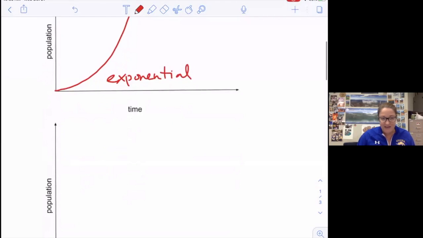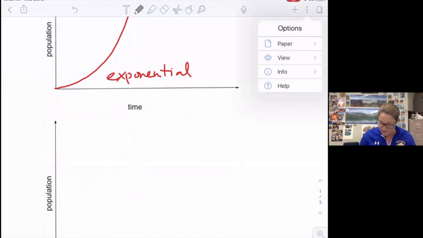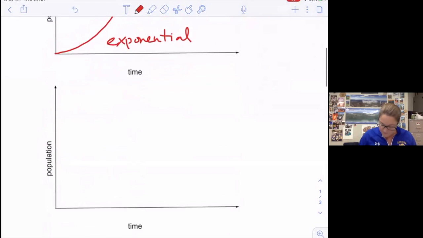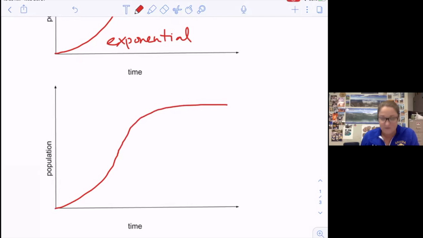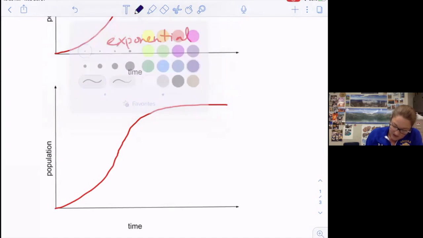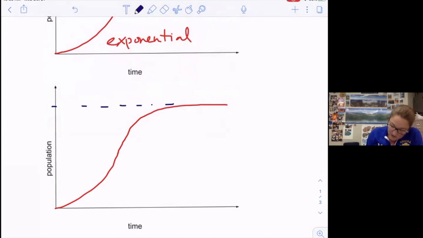The curve can keep growing exponentially, but it can't grow exponentially infinitely. It can keep growing until resources start becoming limited. And when resources start becoming limited, growth slows and eventually it'll level off. This point where it levels off is what's known as the carrying capacity.